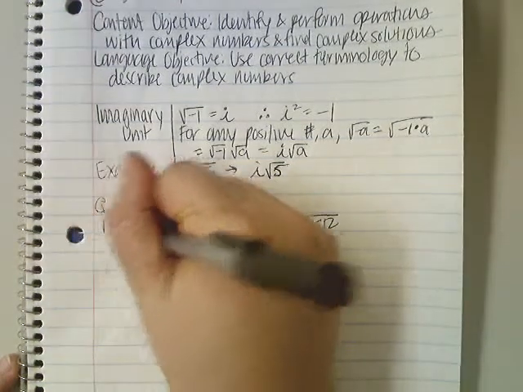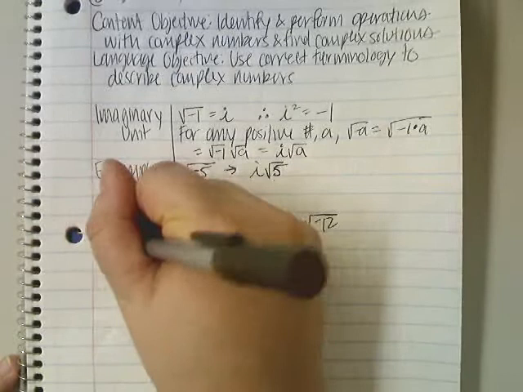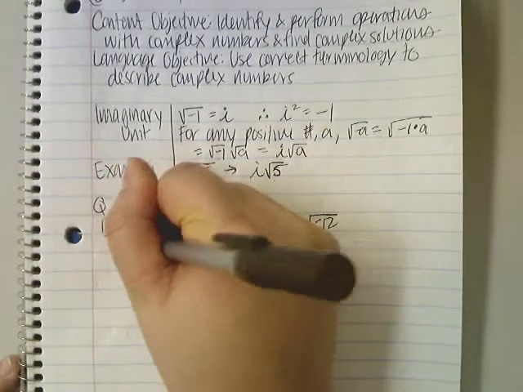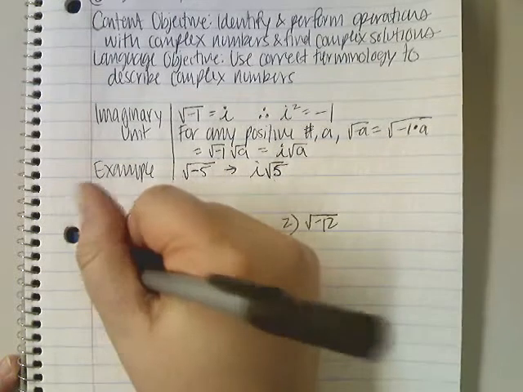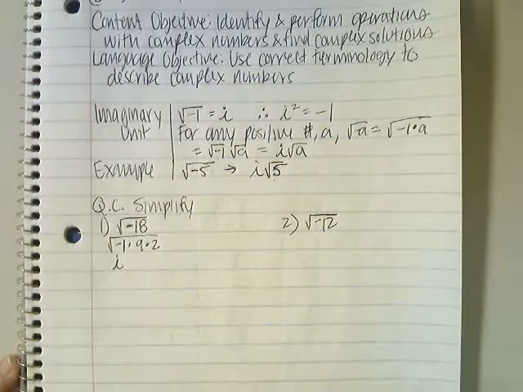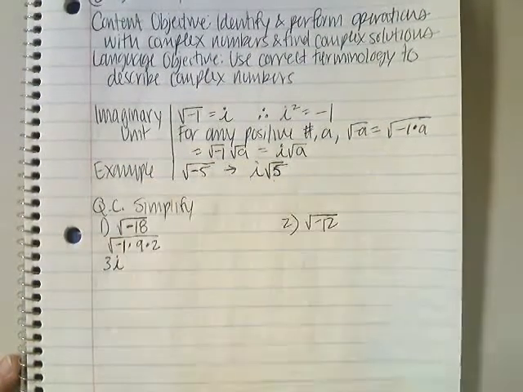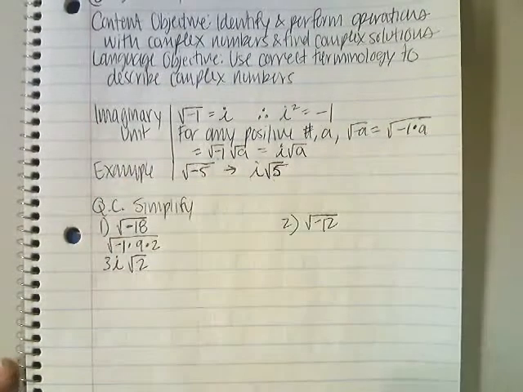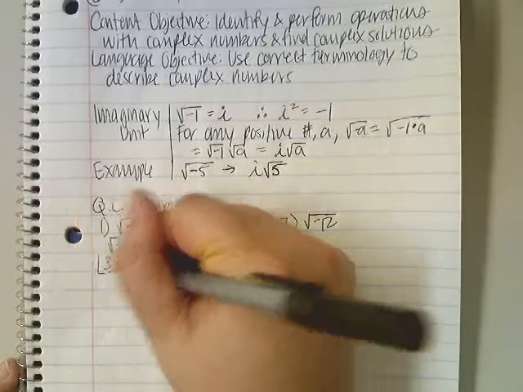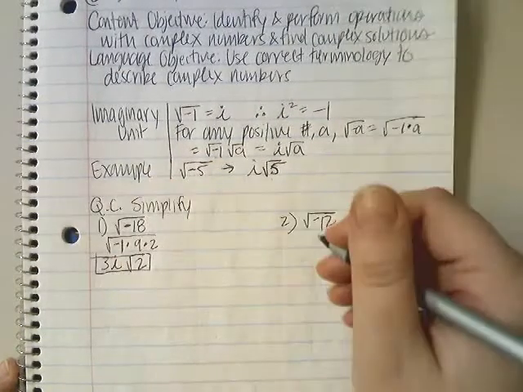So I can rewrite -18 as -1 times 9 times 2. I broke that into a lot of different pieces. The square root of -1 I know is i. The square root of 9 I know is 3. So I have 3i that I've now taken out of the square root, but I'm left with root 2 there. So my simplified form is 3i root 2.